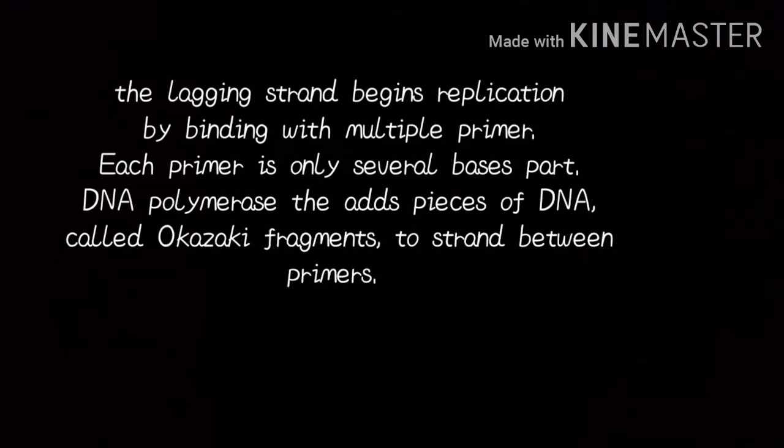The lagging strand begins replication by binding with multiple primers. Each primer is only several bases apart. DNA polymerase then adds pieces of DNA called Okazaki fragments to the strand between primers. This process of replication is discontinuous. The newly created fragments are disjointed.